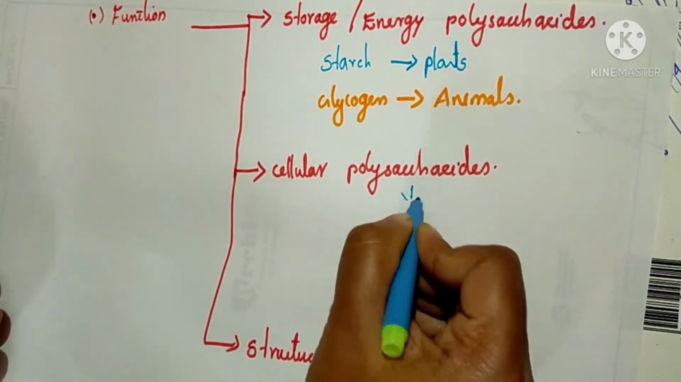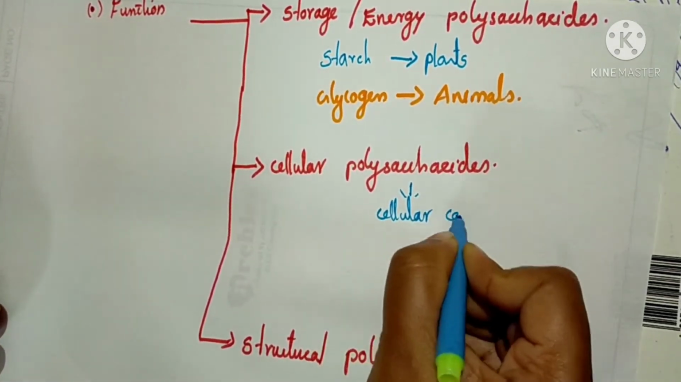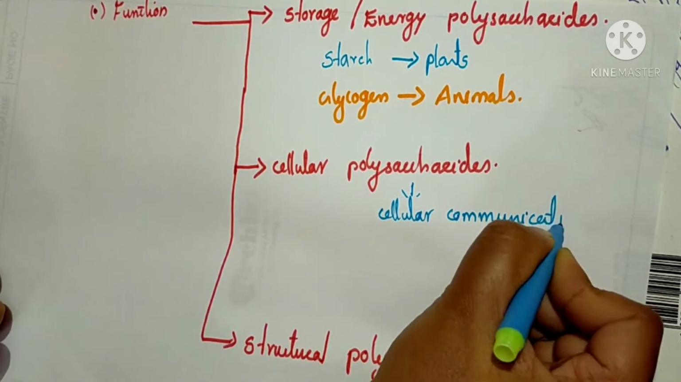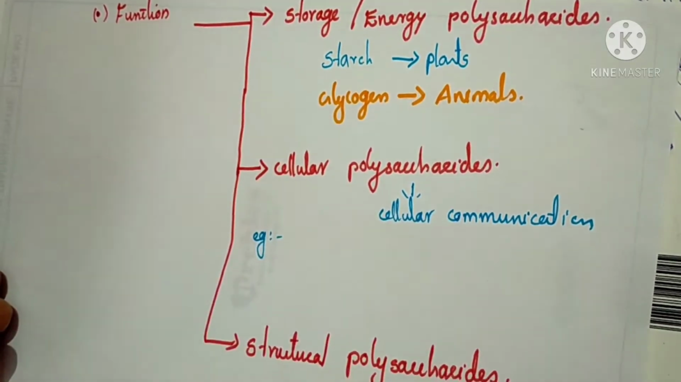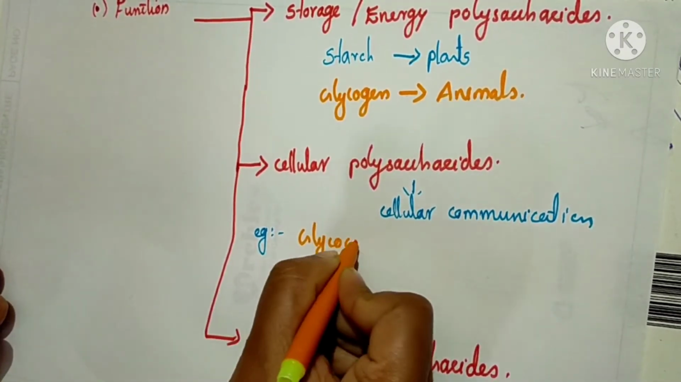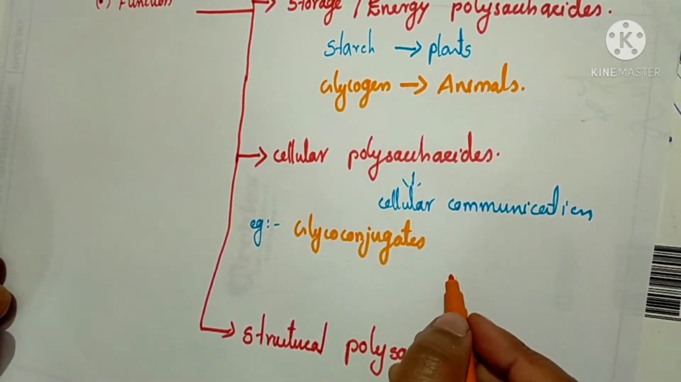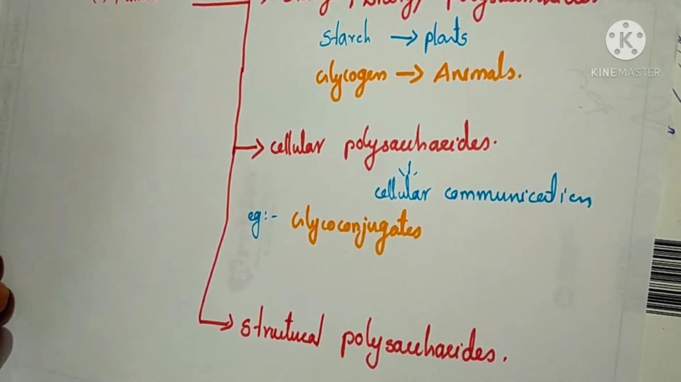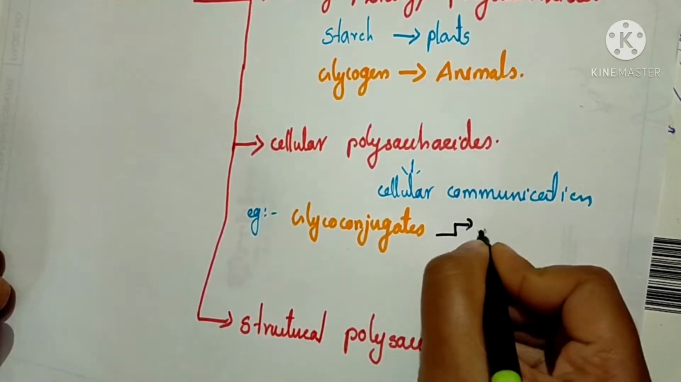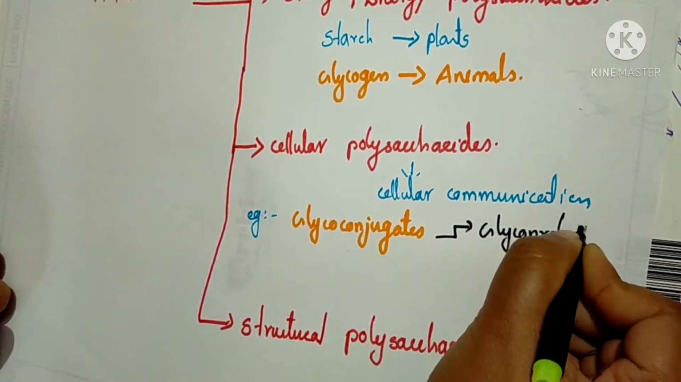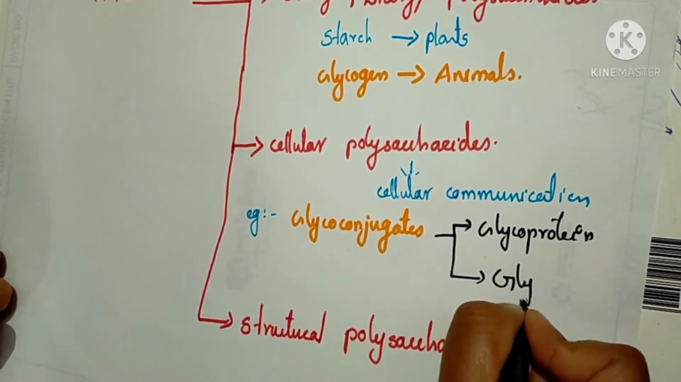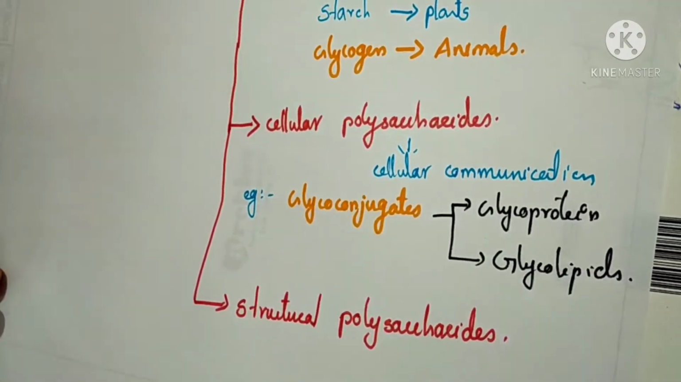Cellular polysaccharides are mainly participating in cellular communication, cell signaling processes, etc. They are mainly glycoconjugates. Glycoconjugates here means polysaccharide linked to either protein or lipid. Accordingly, they are named as glycoproteins and glycolipids.